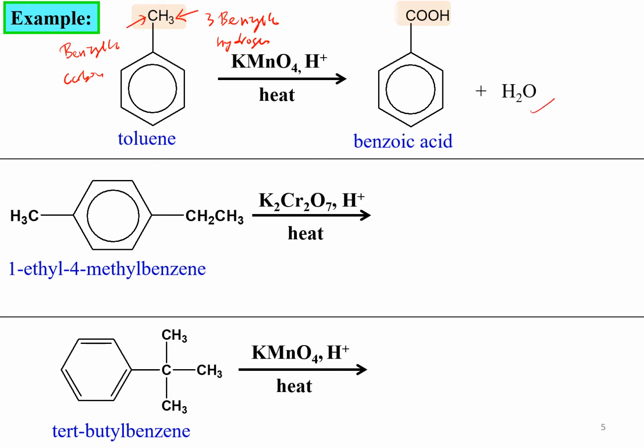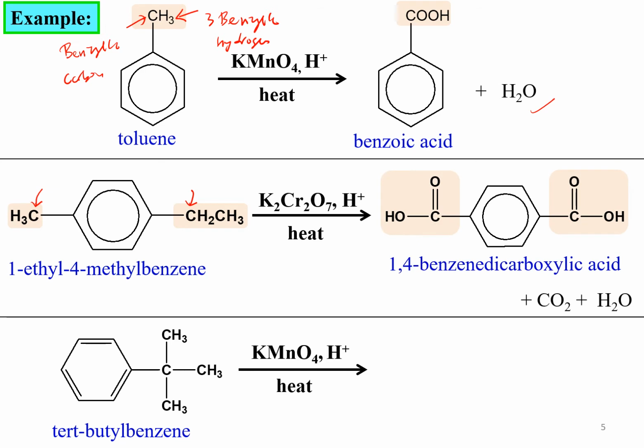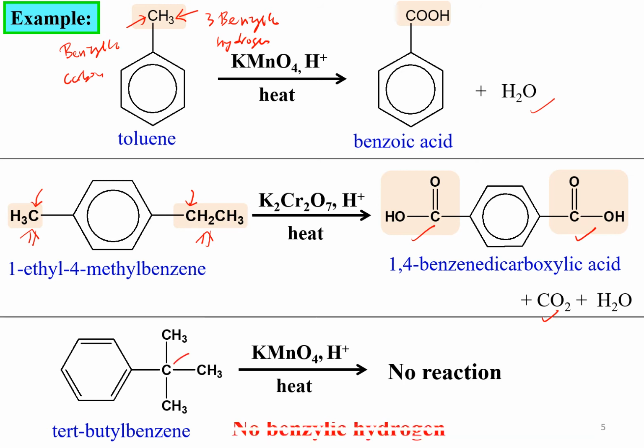For the second example, we have 3 benzylic hydrogens on the left and 2 benzylic hydrogens on the right. Undergoes oxidation. 1-ethyl-4-methylbenzene will be converted to 1,4-benzenedicarboxylic acid. You can see both sides you get COOH, and the byproduct is carbon dioxide. Why? Because the side chain here has more than 1 carbon, so you get carbon dioxide and water. For the third example, there's no reaction. Why? Because the benzylic carbon here doesn't have any benzylic hydrogens, so this alkylbenzene does not undergo oxidation, no reaction.